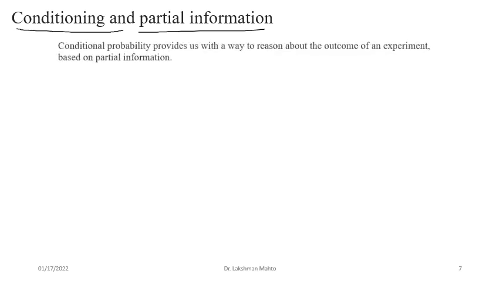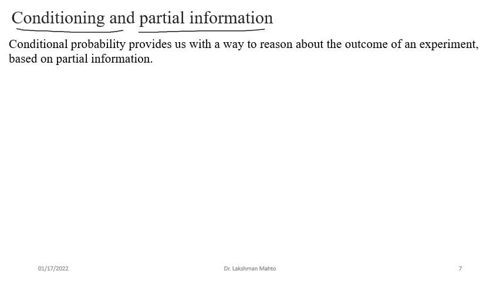So what situation is coming here? Here we are introducing conditioning, and that conditioning comes through some partial information about a particular event for which we are going to calculate the probability. Due to that, we introduce conditioning. Conditional probability provides us with a way to reason about the outcome of an experiment based on some partial information.